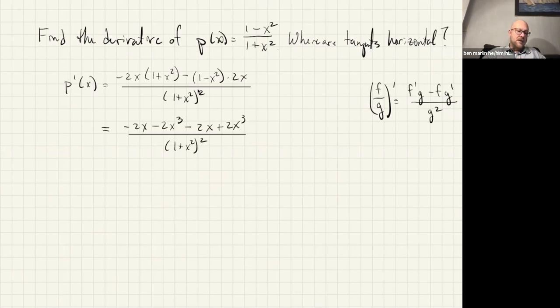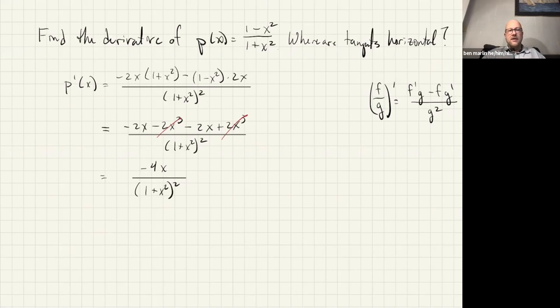Something to bear in mind with this is that you will never benefit by expanding out the square in the denominator. Okay, so never multiply out those denominators, leave them as they are. What can I cancel here? Looks like the 2x cubes go out, and then I have a minus 4x on that. So I'll have minus 4x divided by the 1 plus x squared squared.